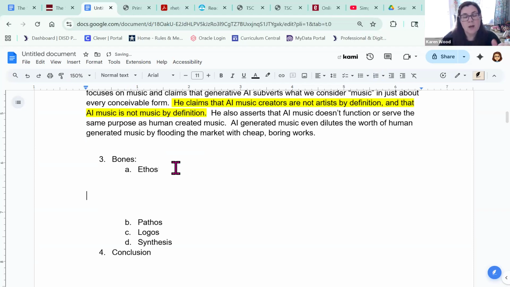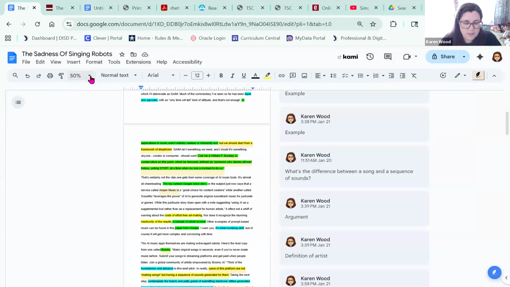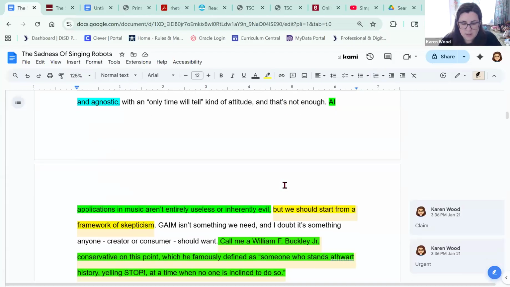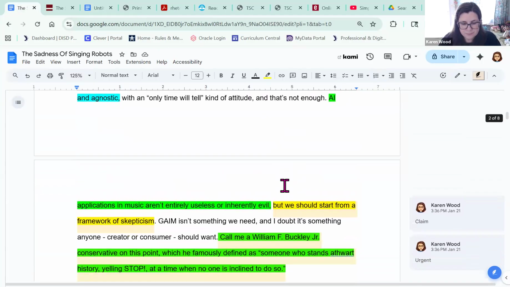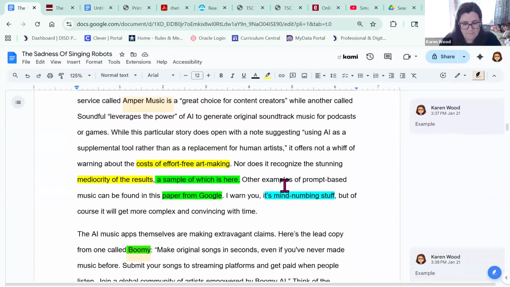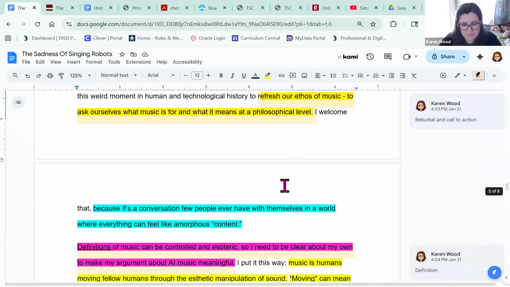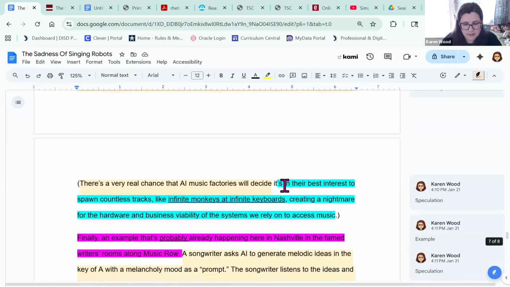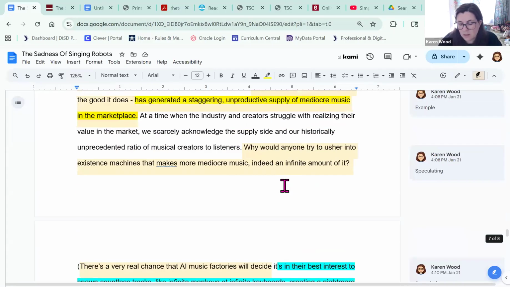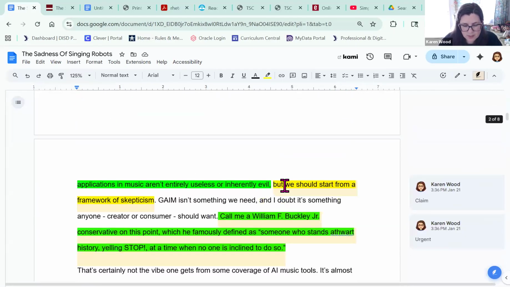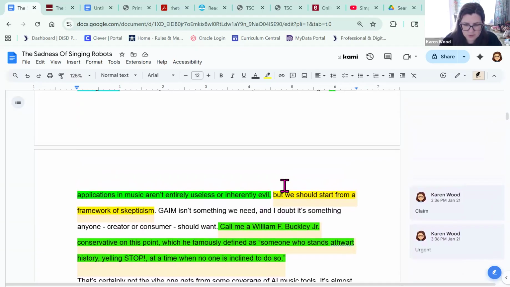Okay, so I'm not going to start off by writing my own sentences. I'm going to start off with my bones, which are my evidence from the text. So I'm going to go in here. Let me scroll back in and I'm going to find some ethos. So I have those ones at the beginning, highlighted green. So I might say he starts off with a concession.